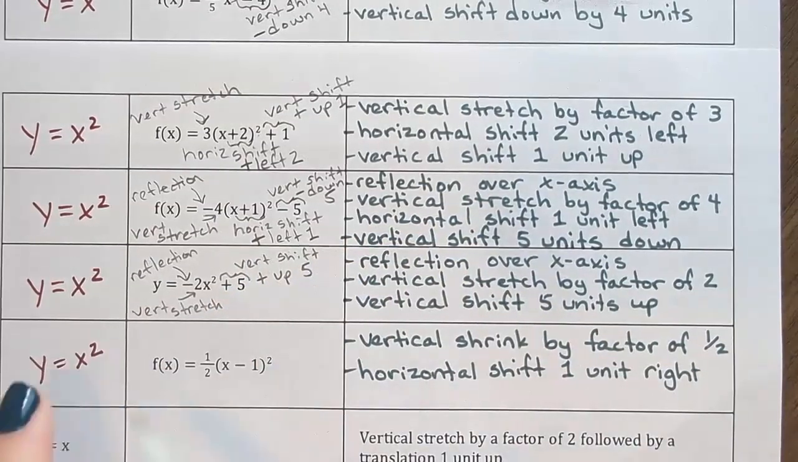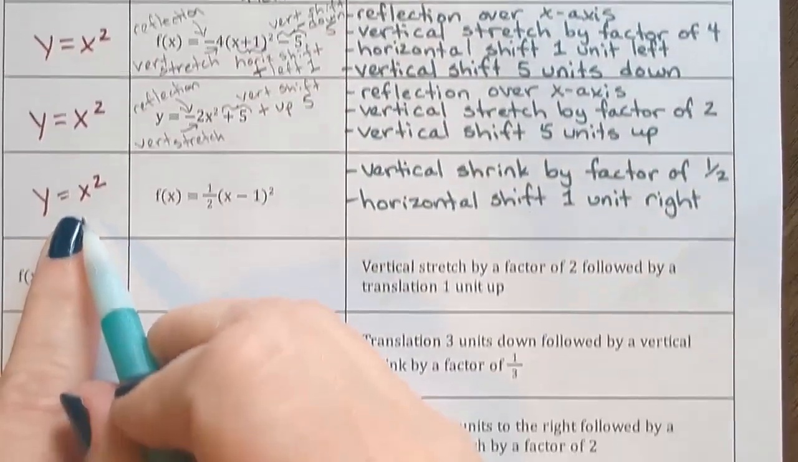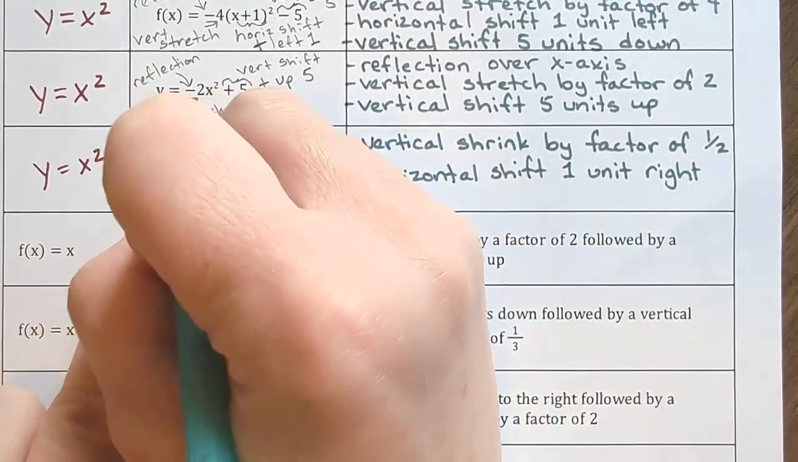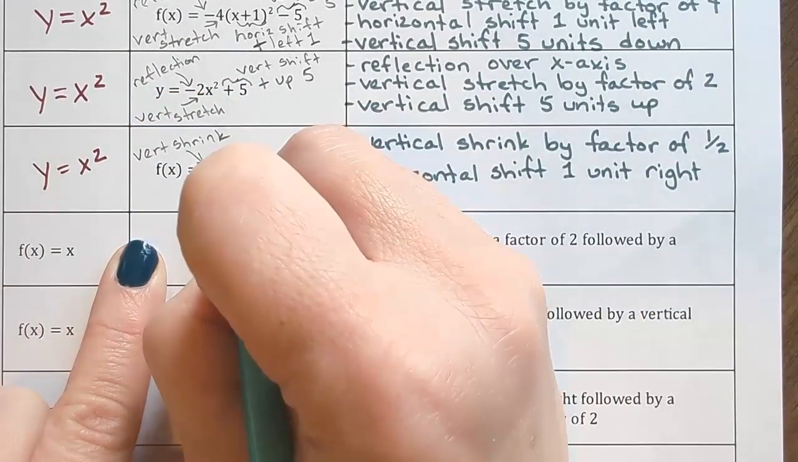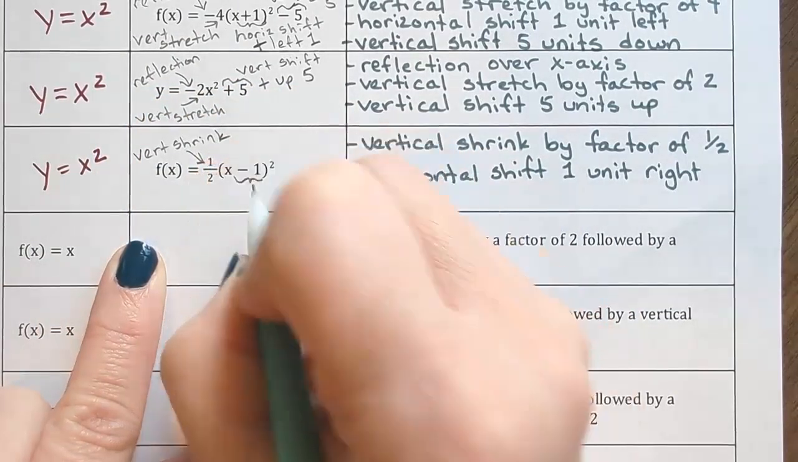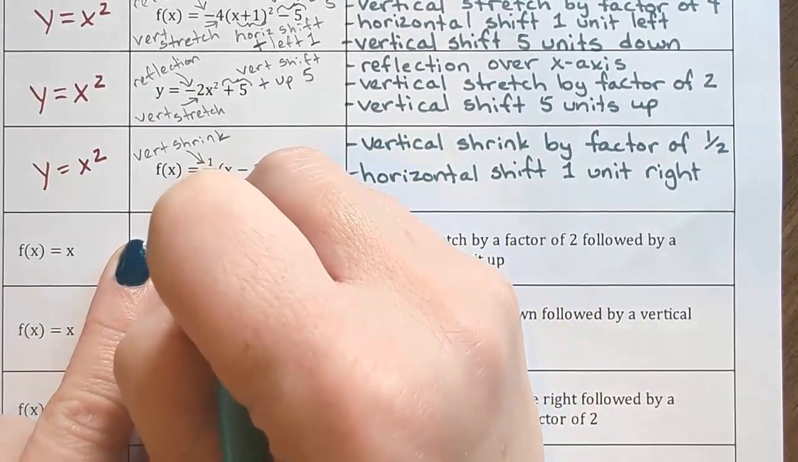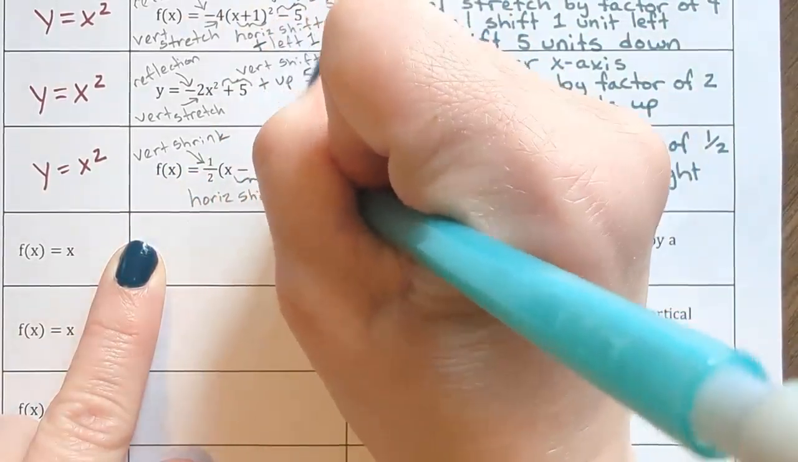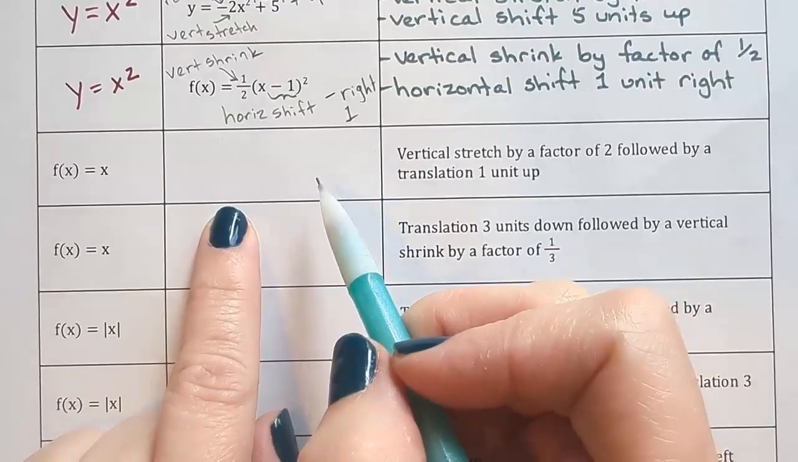Since there's a squared here, we're going to have y equals x squared as the parent function. That 1/2 means we're going to have a vertical shrink by 1/2 because this is inside the parentheses. It's affecting the x, so we're going to have a horizontal shift, and the negative means we're going to go right 1.